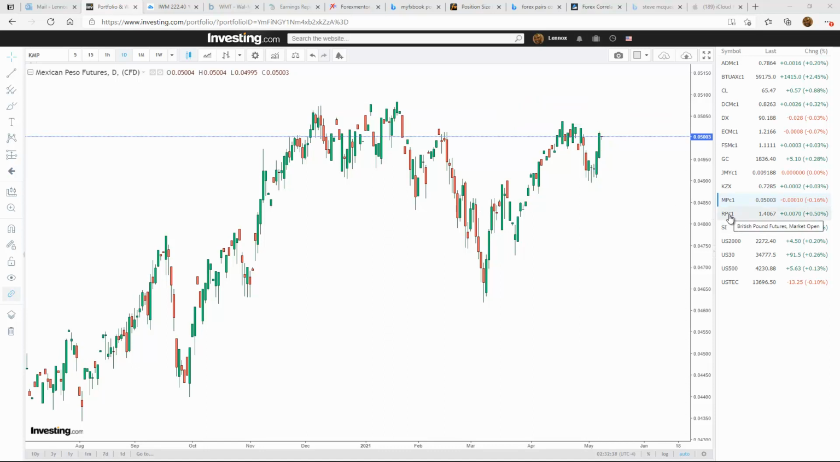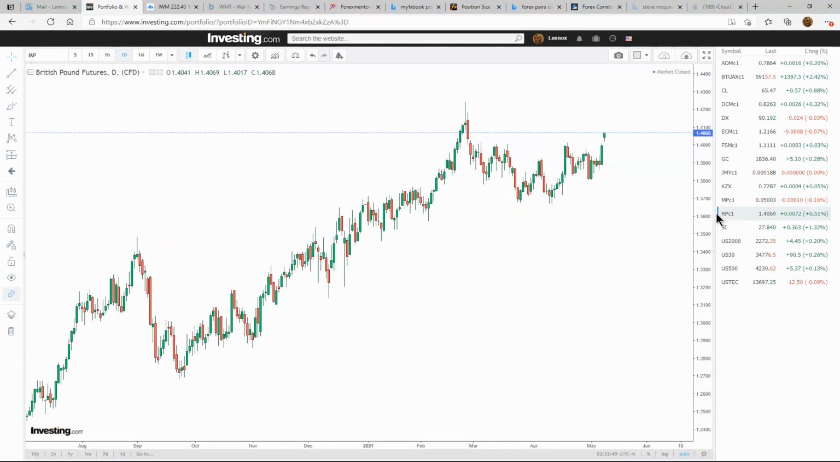The next one is the British pound. Okay, that too looks very strong. Okay, so I would look for continued strength in the British pound to the upside against US dollar.